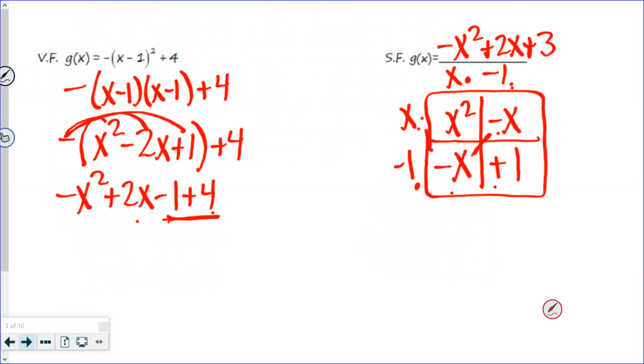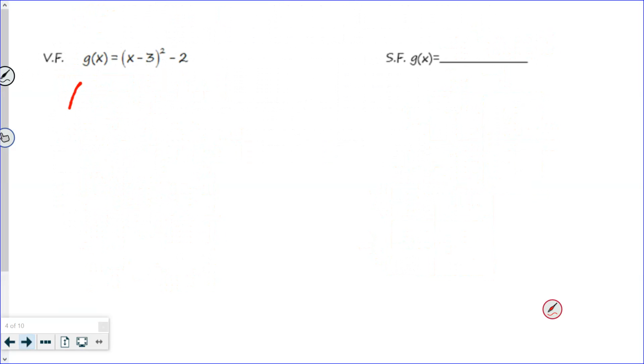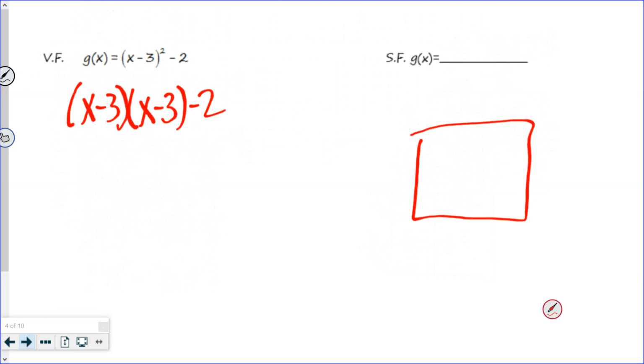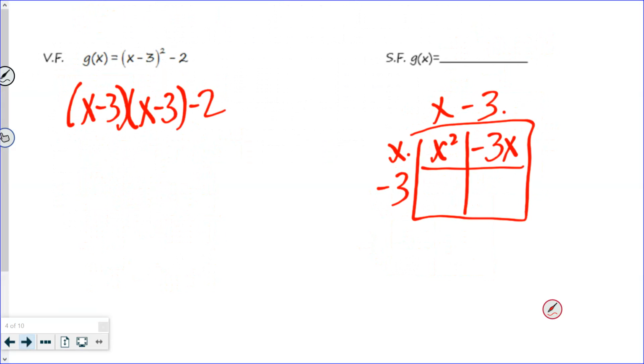All right, one more example for you. We've got (x minus 3) times (x minus 3) with a minus 2 in the back. So in my box, I've got x minus 3 times x minus 3. For my first box, x times x is x squared. x times negative 3, negative 3x. The top x times the bottom negative 3 is also negative 3x. And negative times negative is positive, 3 times 3 is 9. So these guys are x squared.